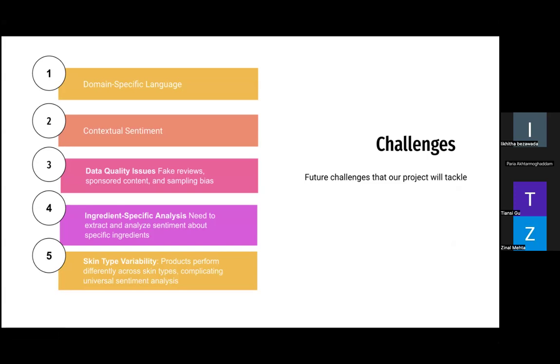Third, we have to tackle data quality issues such as fake reviews or sponsored content, which can distort results. And we need to focus on ingredient-specific analysis, understanding consumer sentiment towards individual ingredients. And lastly, analysis based on skin type variability complicates things, as the same product may work well for dry skin but poorly for oily skin. So these challenges are why we need tools like BERT to properly understand skincare reviews.